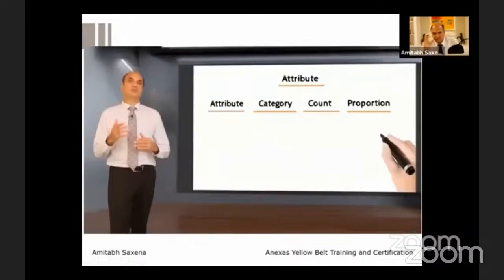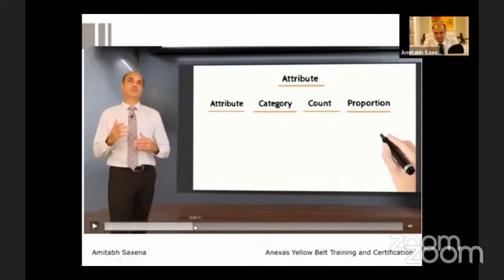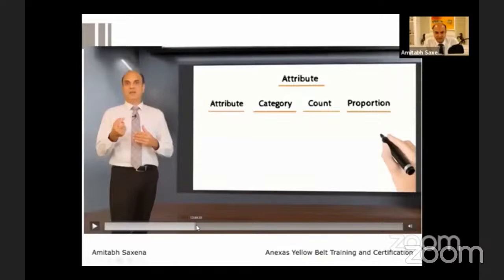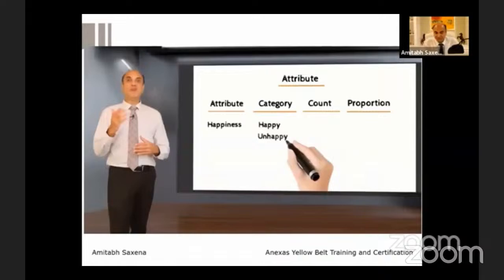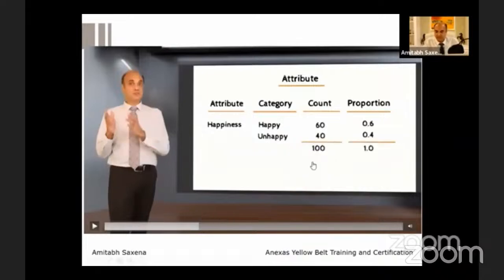Now, if you are confused about creating categories, the simplest way is the presence or absence of the attribute which you are trying to measure. Suppose I'm taking an example of happiness. If I want to measure happiness, presence or absence of happiness means happy or unhappy. I want to measure the happiness in my company's employees. I collected data of 100 employees. 60 were happy, 40 were unhappy.